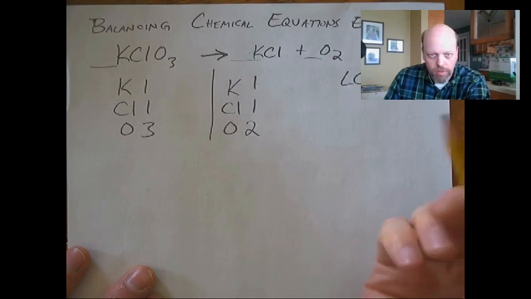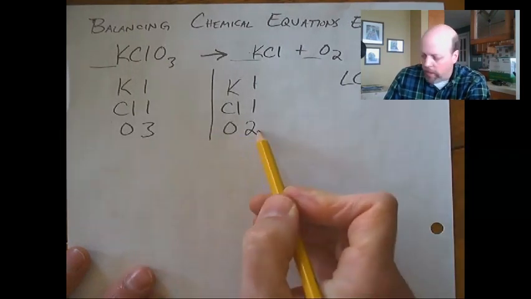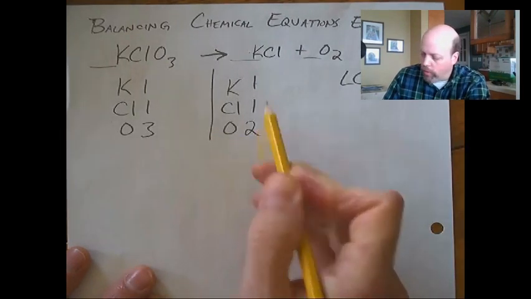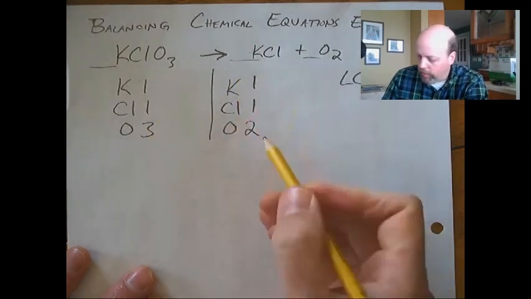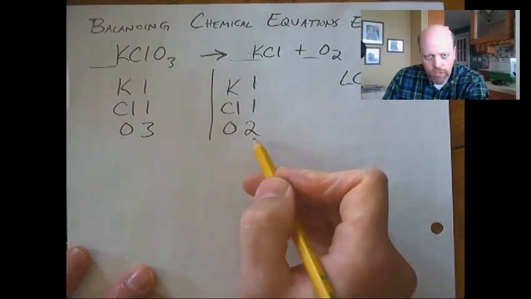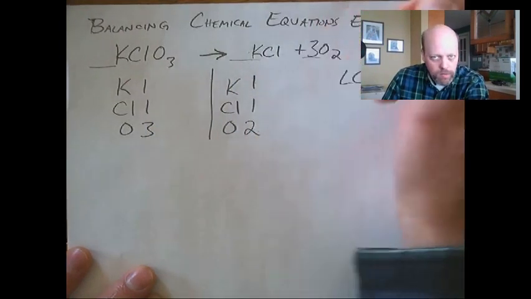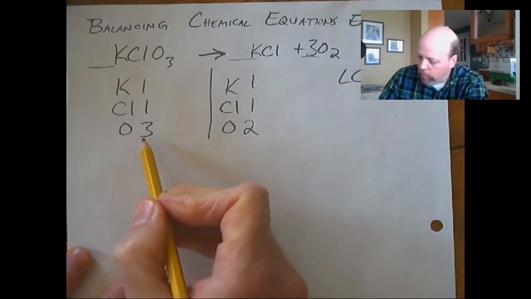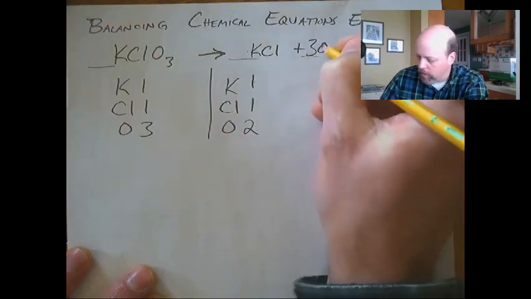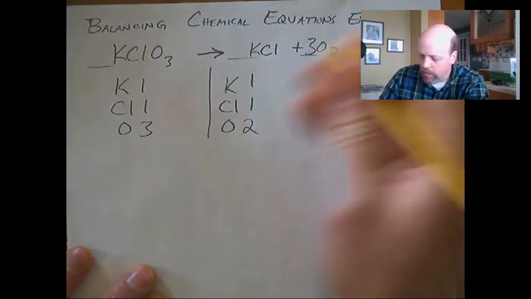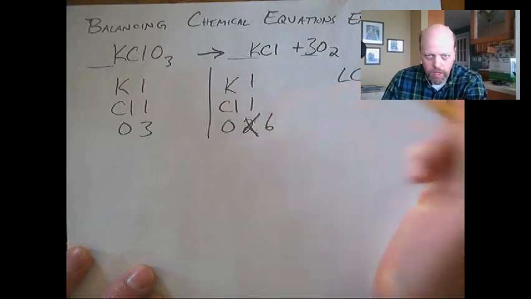So we've got 2 and 3 for oxygen. Those are not balanced, but the other ones are. So we need to ignore the ones that are balanced and go for the one that isn't. And we've got 2 oxygens here. The least common multiple between 2 and 3 is 6. And so we need to put a 3 in front of the oxygen molecule on this side. That changes this to a 6. You should always update the little chart underneath.